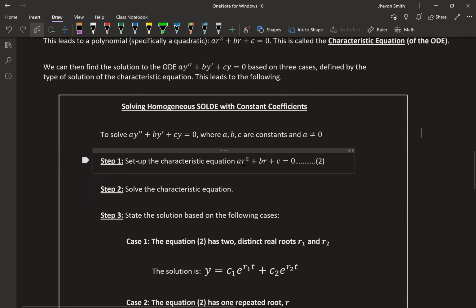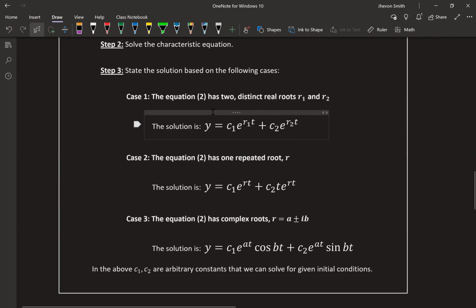So the first thing you're going to do is set up this characteristic equation. The second thing you're going to do is solve the characteristic equation. This means you're going to factor and find the answer, or use the quadratic formula if it doesn't factor, and potentially you can get imaginary or complex solutions here, right? As I mentioned, there will be 3 cases. You're either going to have 2 distinct real roots, 2 numbers r1 and r2 that solve the equation, or 1 solution, call it r, that solves the equation, or you're going to have a complex solution, a plus ib, that solves the equation.